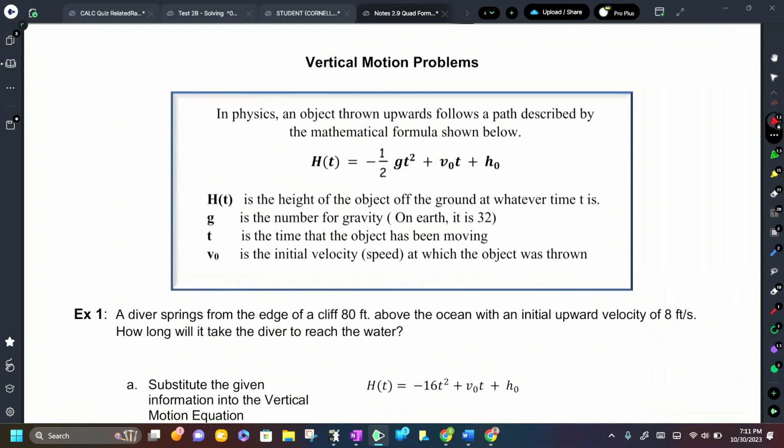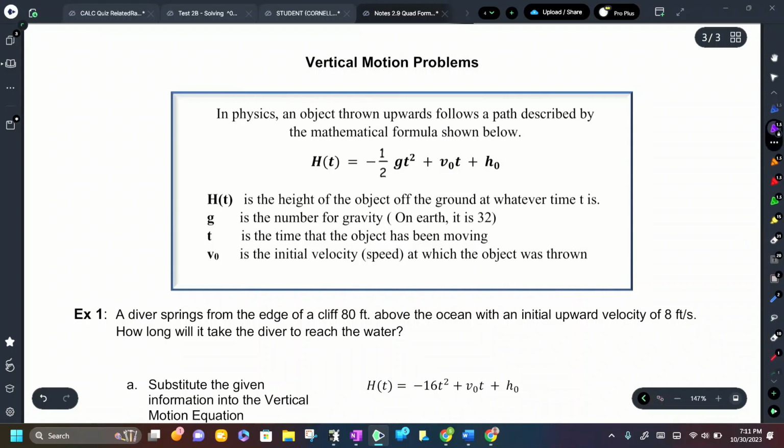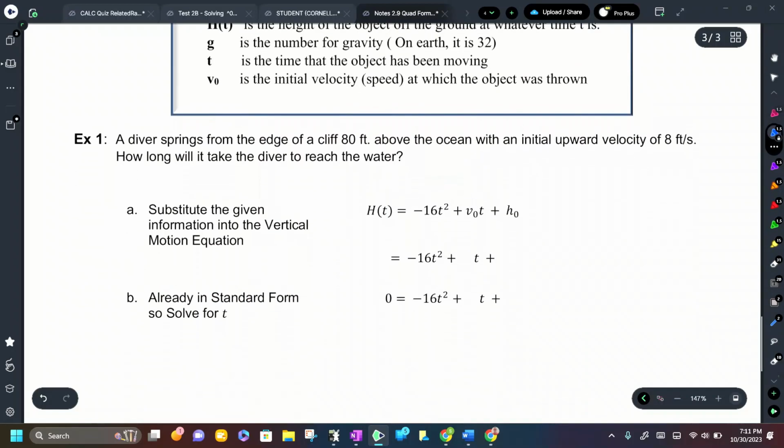If we plug everything in, we know what g is, we know what t is, we know what v naught and h naught are. Our output is the height of this object at some time. So let's take a look at our first problem, and then you guys will do a problem. A diver springs from the edge of a cliff that is 80 feet above the ocean floor.